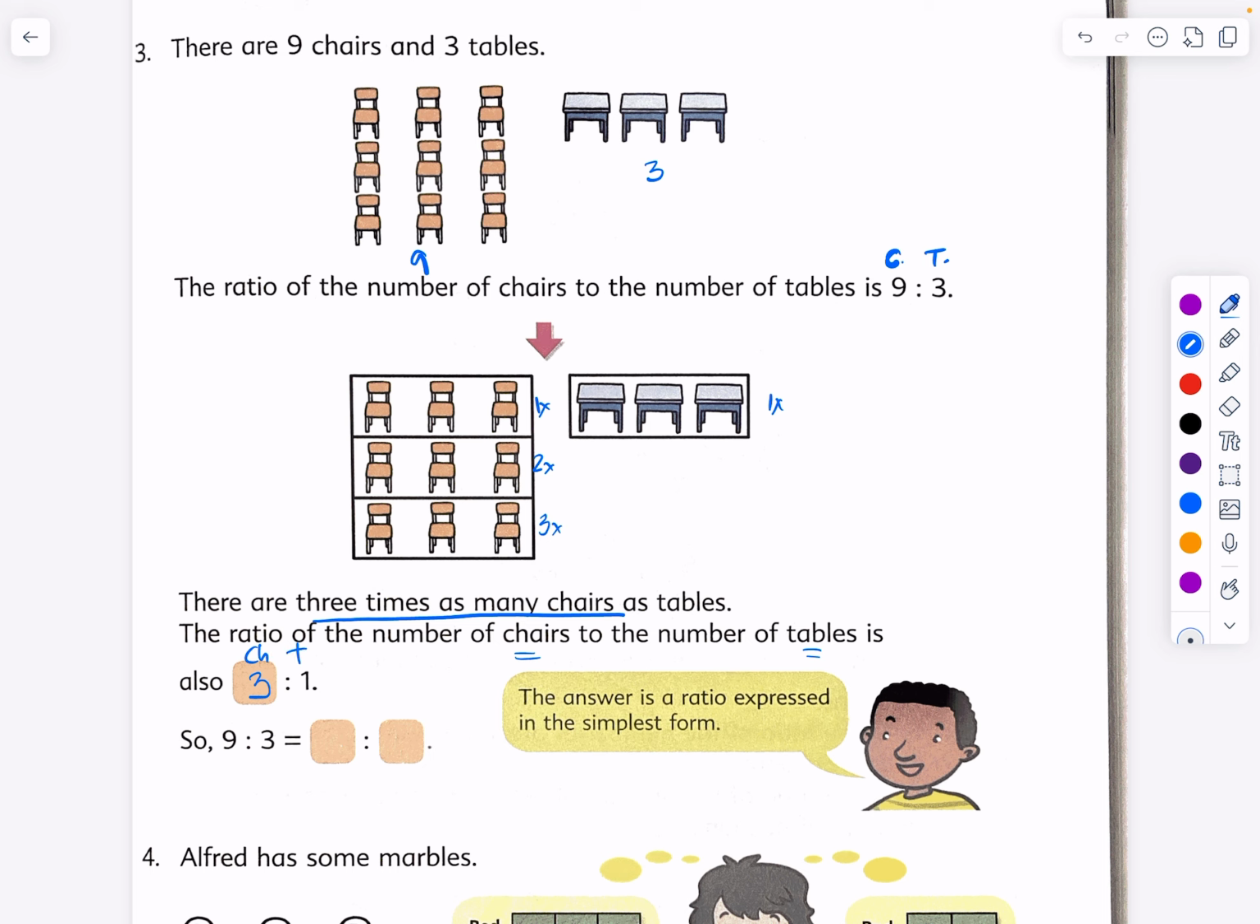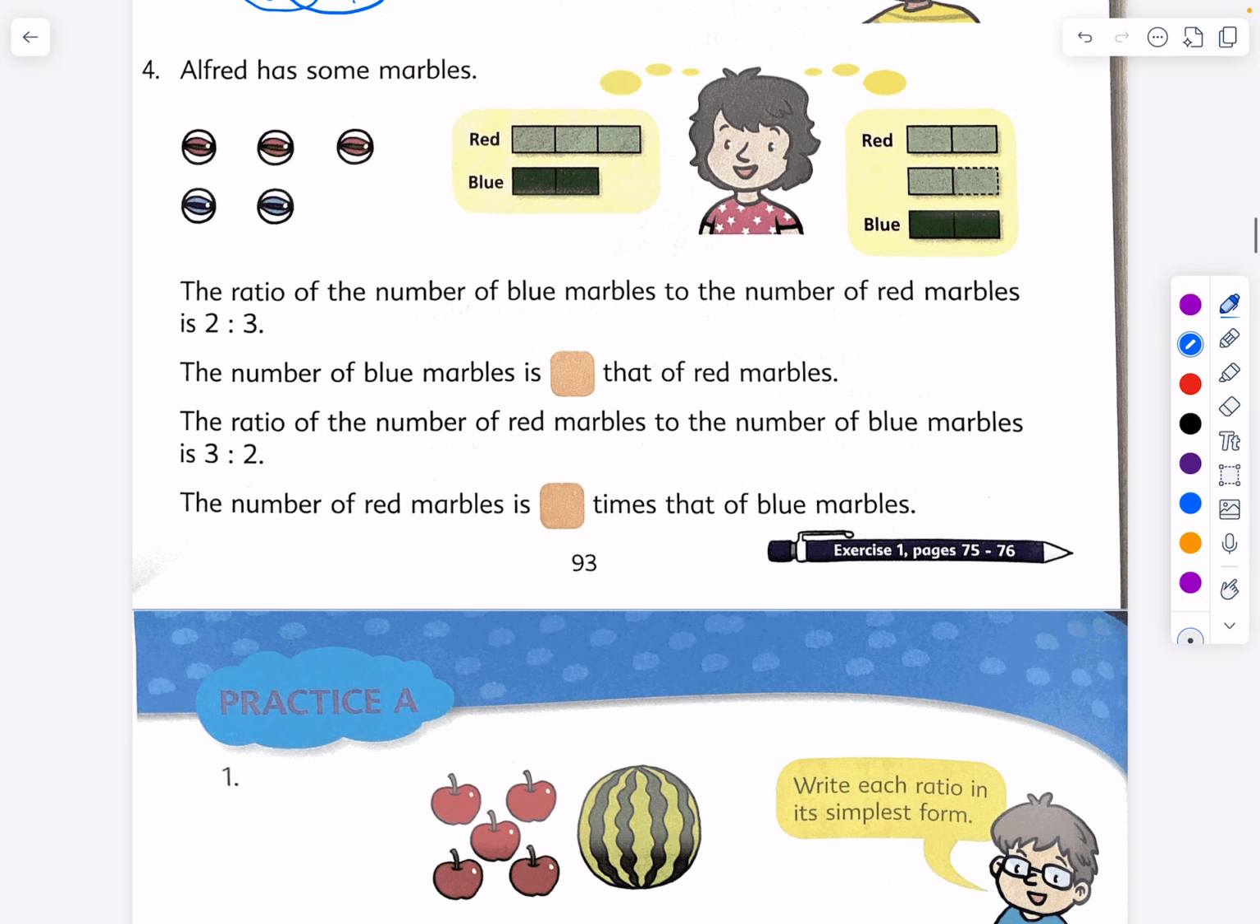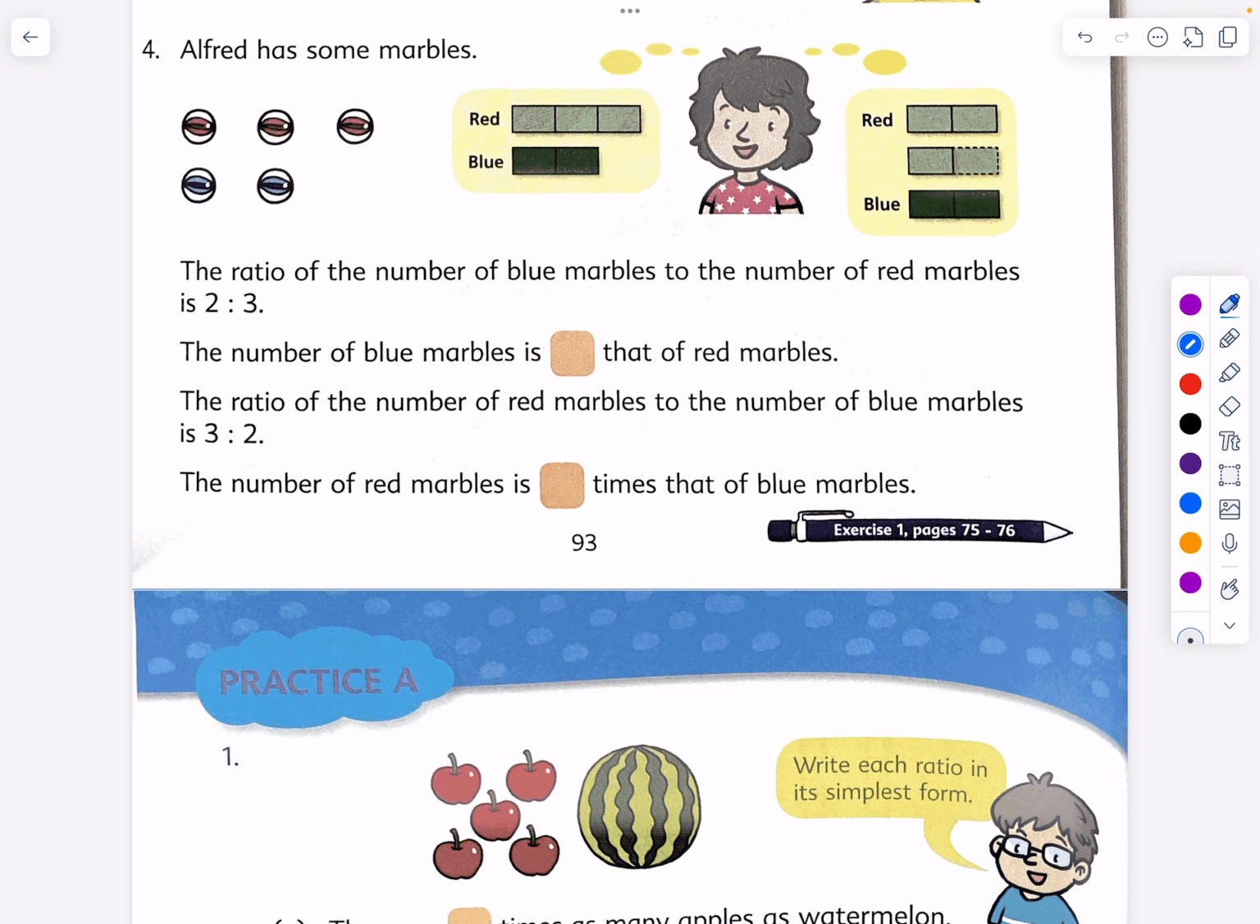We can say the same thing. 9:3 is equivalent ratio of 3:1. 9 divided by 3 gives us 3. 3 divided by 3, right? What we do to the left, we must do to the right to find equivalence. Problem number 4, of course, marbles.